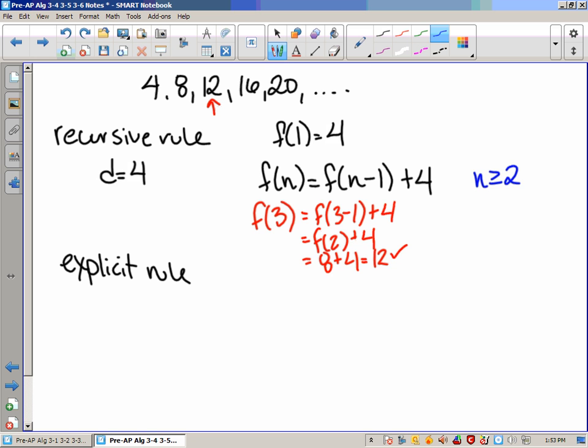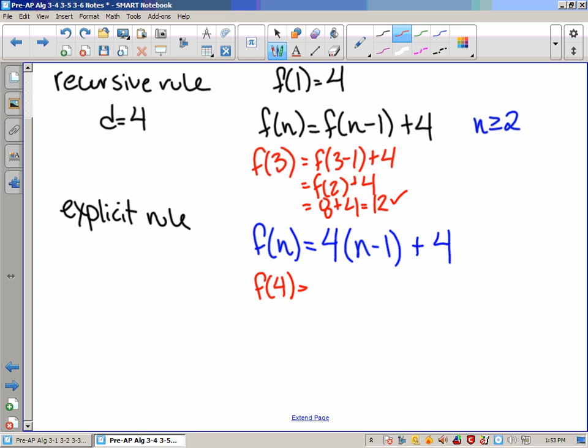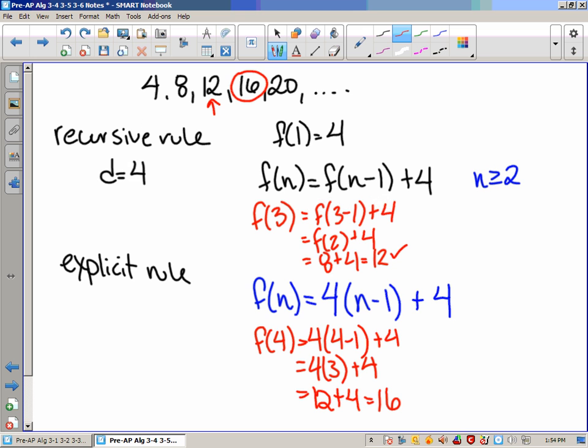Now the explicit rule was what I was writing, because my habit is to go for the explicit rule, since that's the one that's the most helpful. For the explicit rule, all you do is you take your common difference times the position number minus 1 plus your first term. So again, if I wanted to check this, let's do f of 4. So 4 minus 1 is 3. Oops, forgot the plus 4. 4 times 3 is 12. 12 plus 4 is 16. Okay, drum roll. Let's see if the number in the fourth position is 16. Yep, sure is. So that's right.